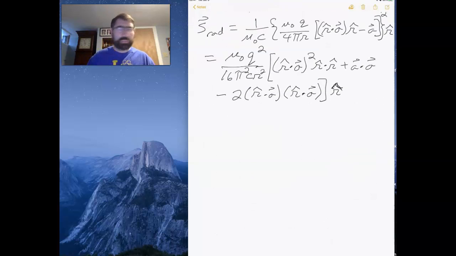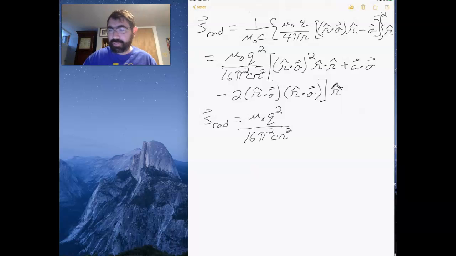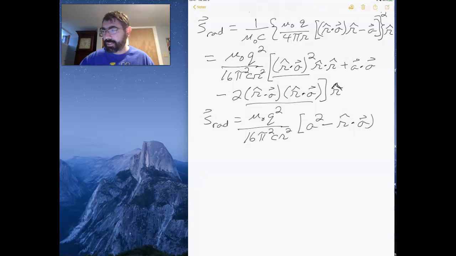So what does that give us? That gives us a Poynting vector, which is mu 0 q squared over 16 pi squared c r squared, a squared. Basically, you have an r dot a squared and an r dot a squared. So that gives you minus r dot a, quantity squared, in the r direction.